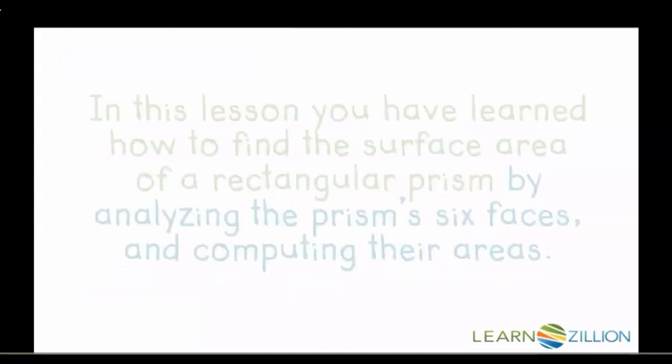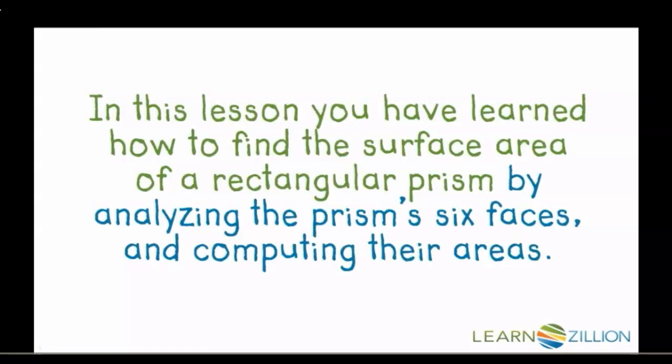In this lesson, you have learned how to find the surface area of a rectangular prism by analyzing the prism's 6 faces and computing their areas.